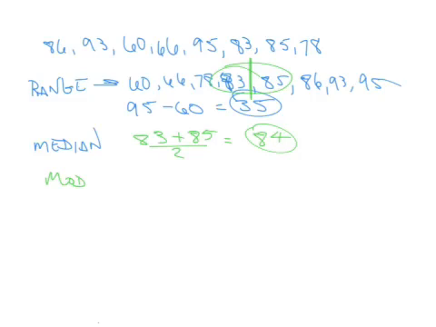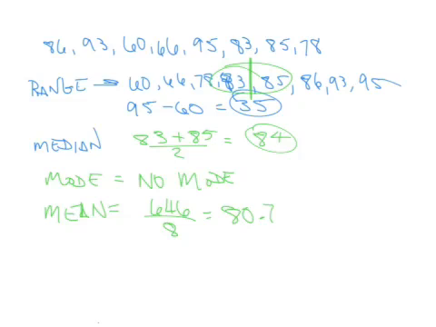The mode, which number occurs the most? Gosh, none of them occur more than once. So when that's the case, there is no mode. Okay? And the mean, we're going to add all those scores together, and divide by how many there are. There's 8 of them, so it'll be 646 when we add them all, divided by 8 is going to give me 80.75 as the average score there.